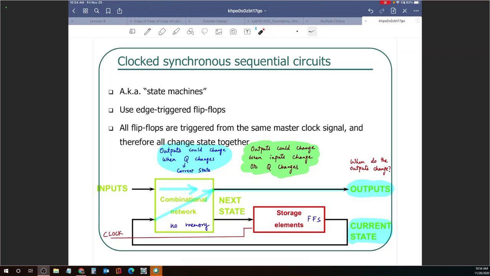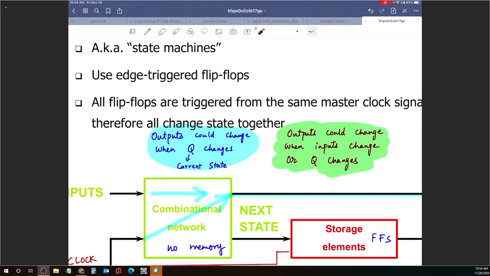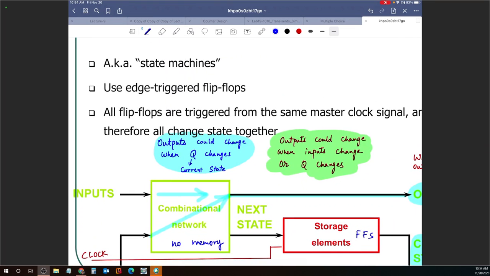So outputs could change when the current state changes. The other possibility is the outputs depending on both the current state as well as the inputs, so outputs changing when the inputs change or the current state changes. This classification is essentially the classification for the two popular finite state machines that we have. One is the Moore finite state machine.